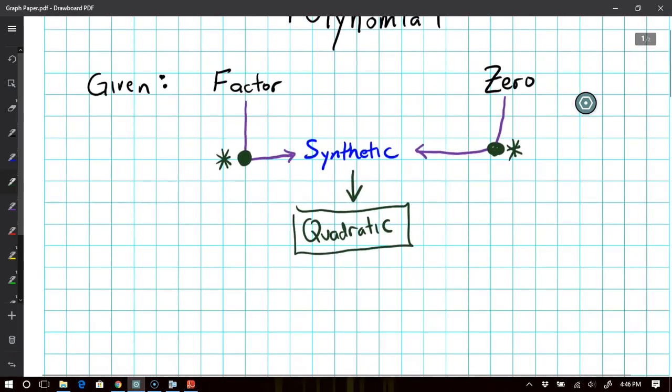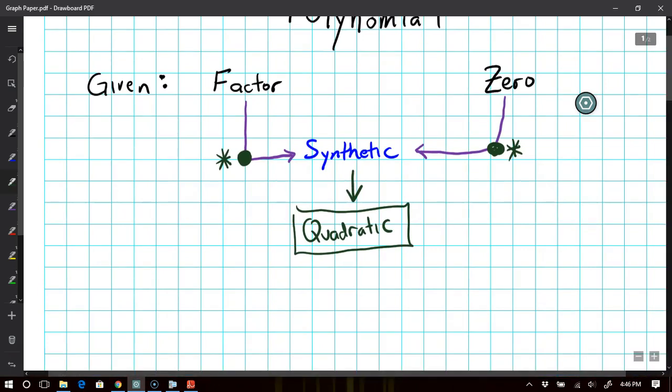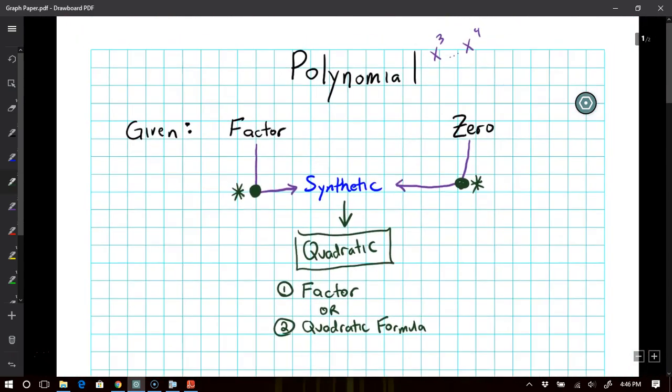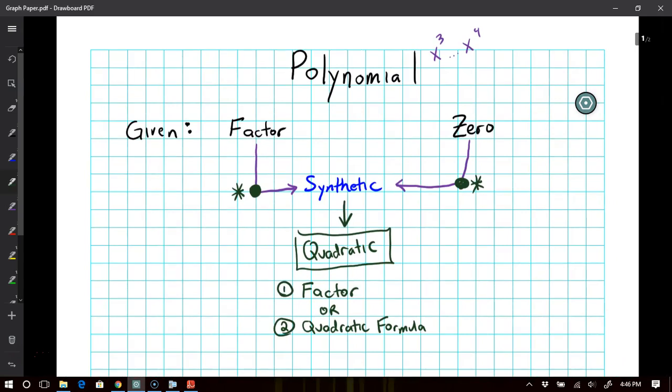From there, well, that's just chapter 6. When you have a quadratic, there are going to be two options. You can either factor, or if it's not factorable, you would use the quadratic formula. And that is it. It seems complicated. We have yet to look at an example, but it's the general thought of what we're doing today.